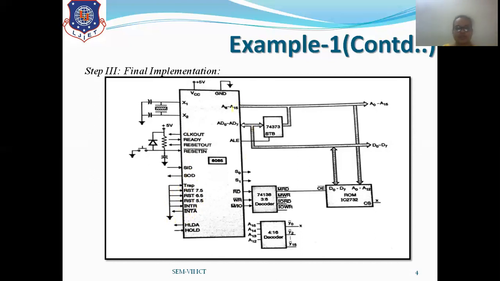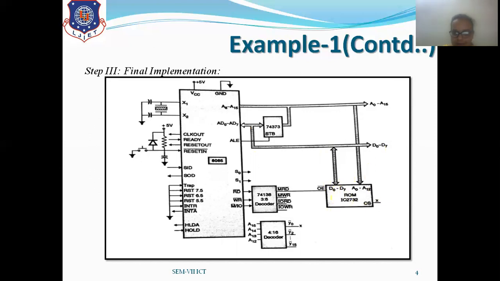Now here we have shown the higher order address bus, which is A8 to A15, which passes over here. Now AD0 to AD7 will be demultiplexed using this IC. So this IC will be enabled using the address latch enable signal. So from this, A0 to A7 mixed with A8 to A15, so it will be A0 to A15, and the rest of the address lines are used as a data bus. Clear?